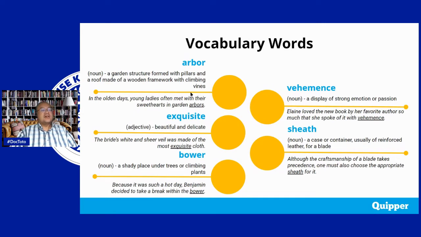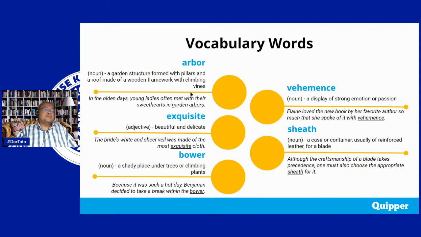Next is bower, a shady place under trees or garden plants. Because it was such a hot day, Benjamin decided to take a break within the bower. Next is vehement, a display of strong emotion or passion. Elaine loved the new book by her favorite author so much that she spoke of it with vehemence.